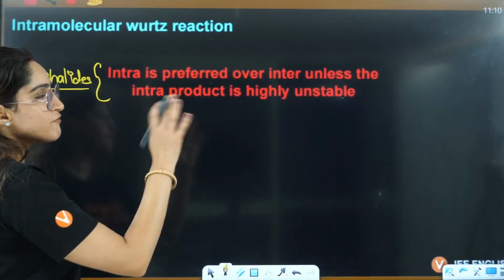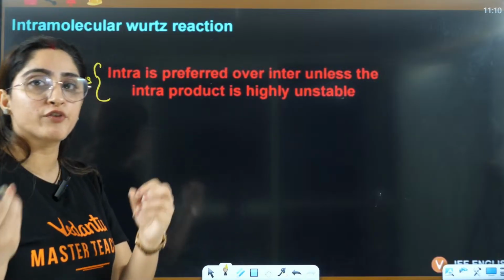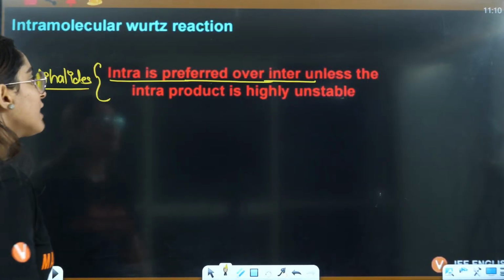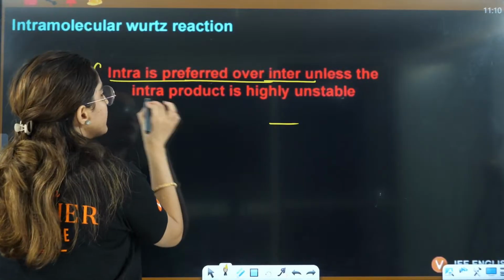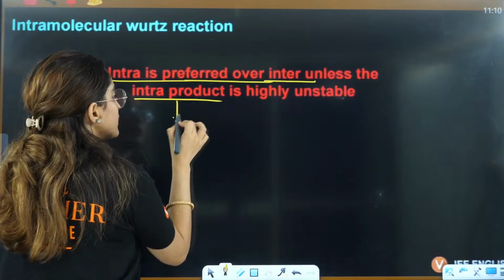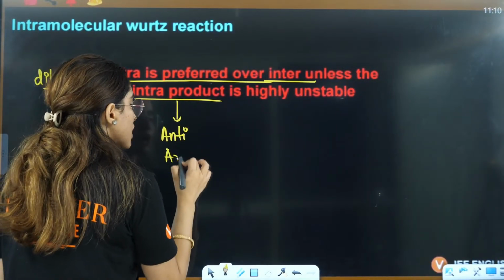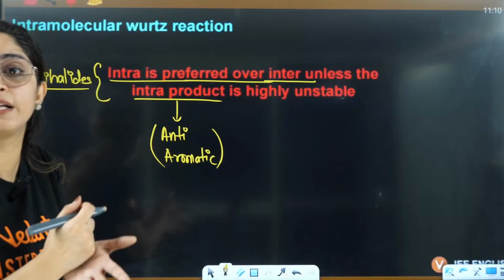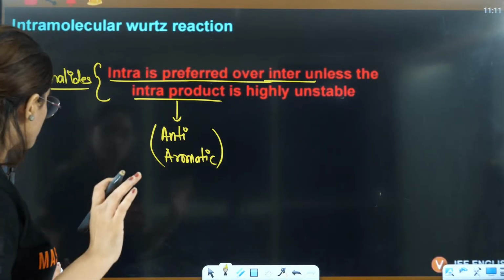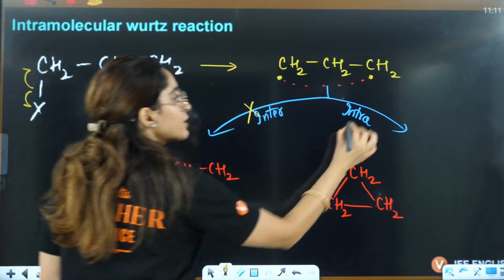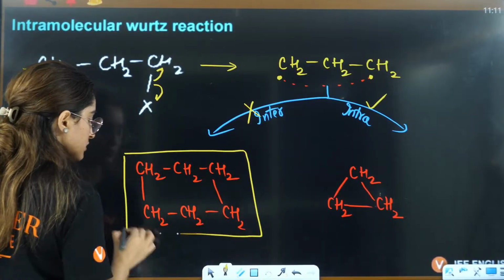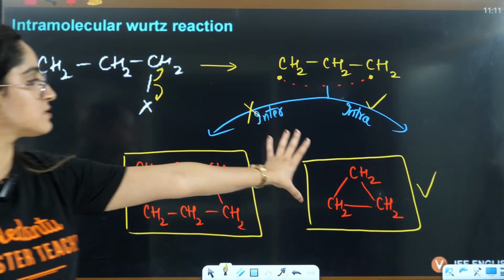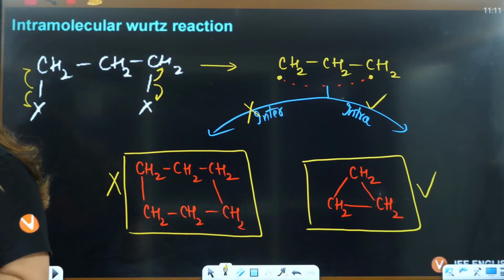What I told you, whenever there is a confusion whether intra we should prefer or inter, intra is preferred over inter. This unstable we'll talk about. Unstable means unless the intra product is anti-aromatic, because anti-aromatic is the most unstable compound. If the intra product is anti-aromatic, only then inter will be preferred. Otherwise, intra is always preferred. So here we will not prefer inter, we will prefer intra. So this will not be the correct answer. This is going to be the correct answer here. So the answer will be intra. This is the correct answer here. Right, everybody? Okay. Is that clear?